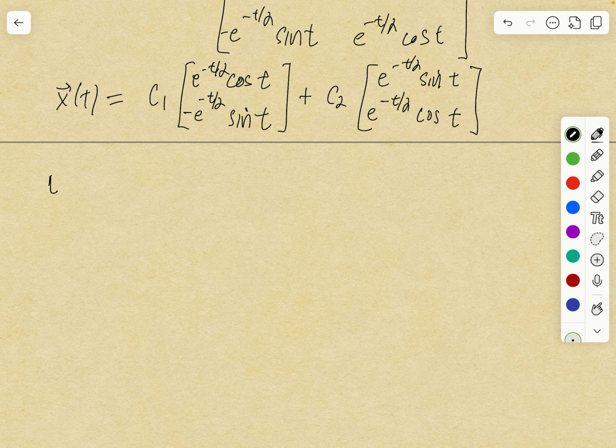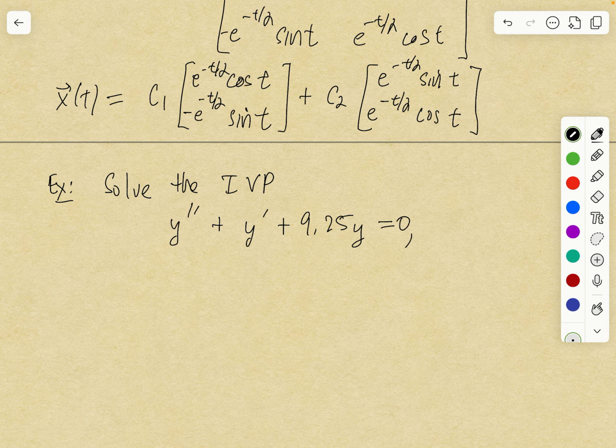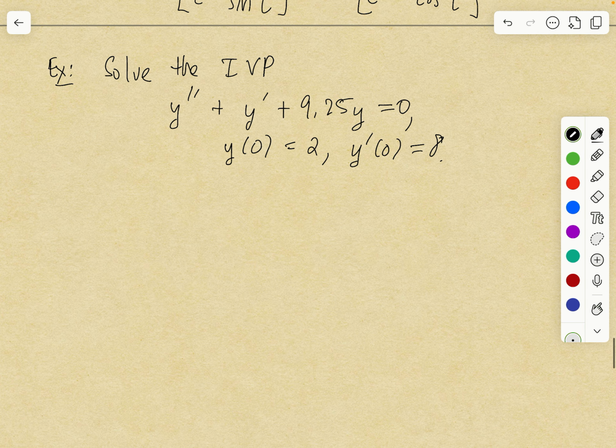Now let's look at another example. This is a second order differential equation. Solve the initial value problem, y double prime plus y prime plus 9.25y equals 0, y of 0 equals 2, y prime of 0 equals 8. Hopefully this is something that you learned how to solve in the first course on differential equations. You set up the characteristic polynomial. But the way we're going to do it in this video is we're going to use the matrix exponential.